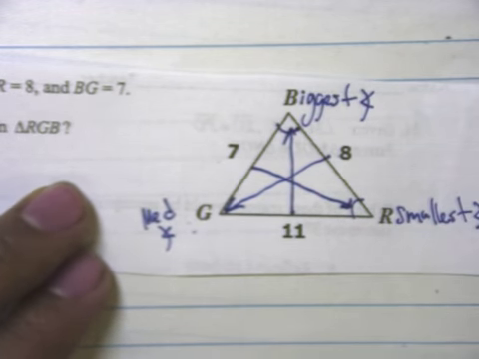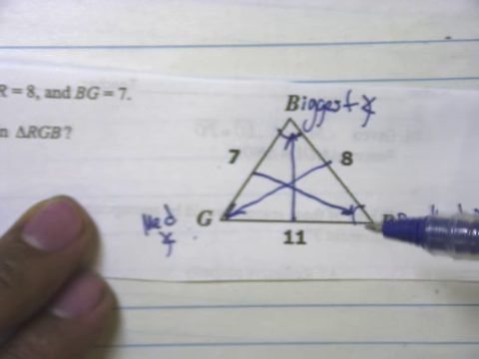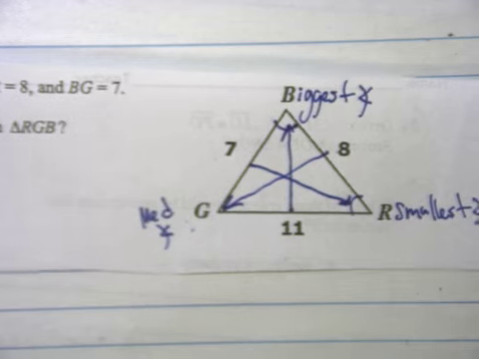biggest angle. And then with this information, you can determine what is the correct answer depending on what they're asking you. If they're asking you which is the greatest, which is the biggest angle, you know that it's going to be B. If they're asking you which is the smallest angle, you know it's going to be R.